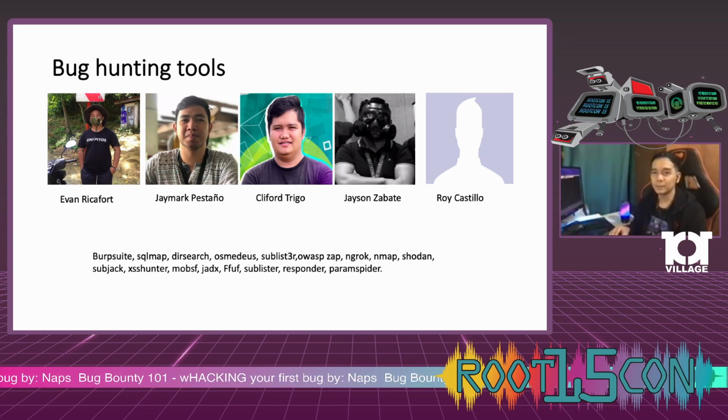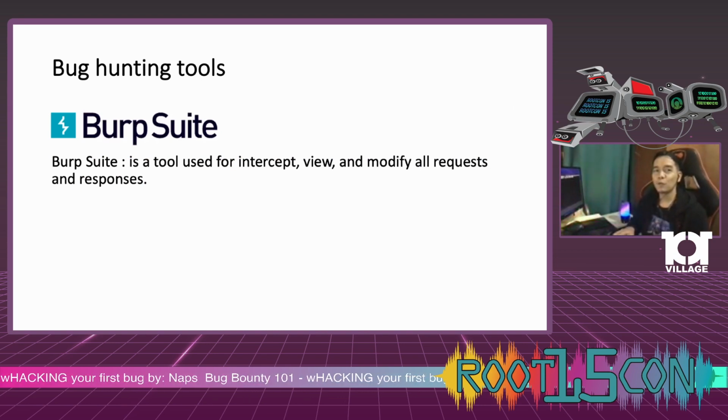This is the list of the tools. Each tool has a specific use and function. For today, I will not be using all these tools, but make sure to check them out. I'll just be using my handy dandy Burp Suite. Burp Suite is a tool used for intercepting, viewing, and modifying all requests and responses. And mostly these are HTTP and HTTPS.